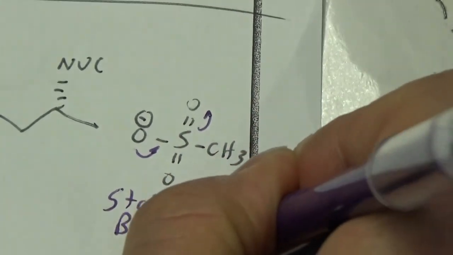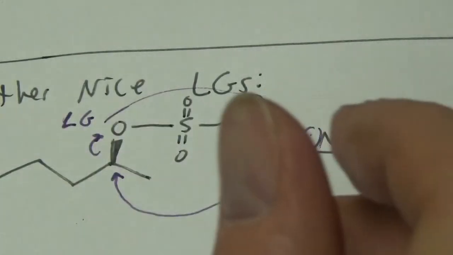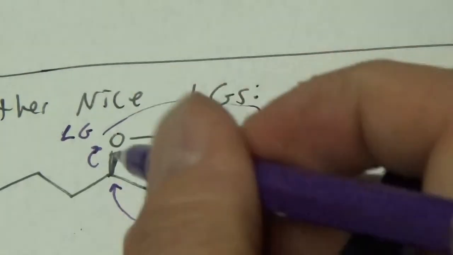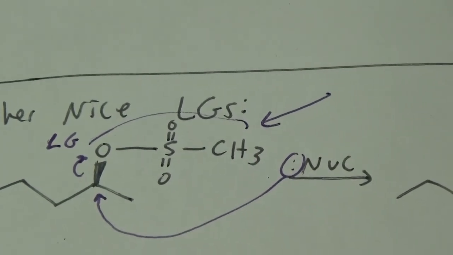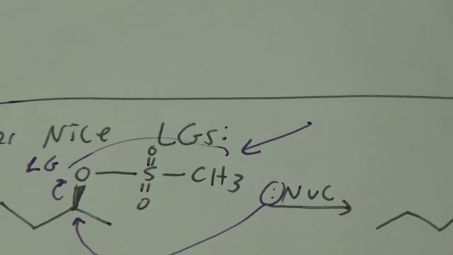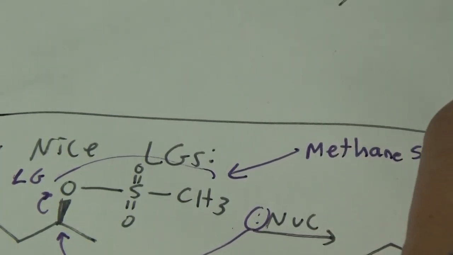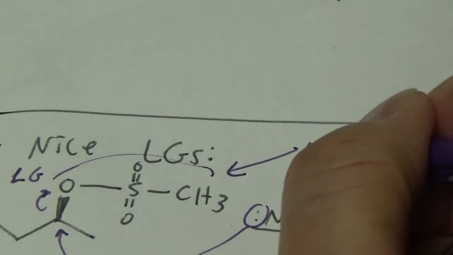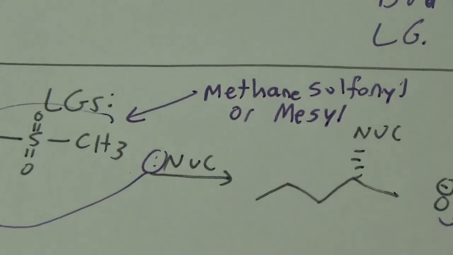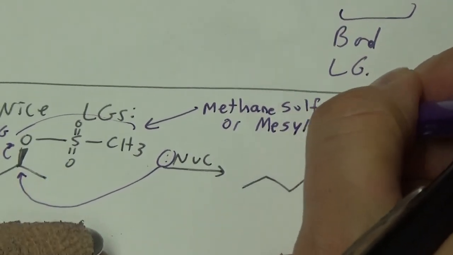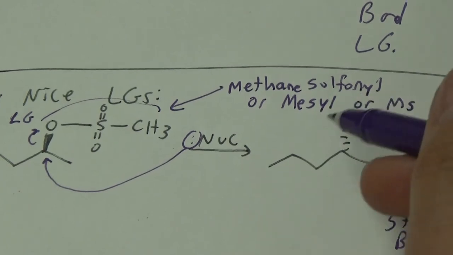And things that are stable when they get kicked off are good leaving groups, right? So that's why that thing gets kicked off. Let's give it a name. That big thing on top is going to be called methane sulfonyl, or mesyl, M-E-S-Y-L, and an abbreviation is MS. Okay? Methane sulfonyl or mesyl or MS.